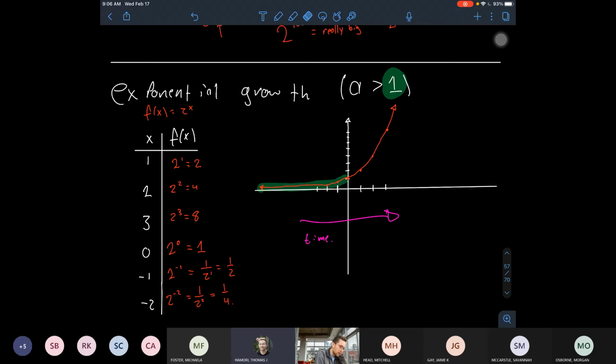Okay, so we think of time as going to the right, and so we say as time marches forward, as we go to the right, what is happening to the function? Well, it's getting very large. When something's getting large as time goes on, we call that growth.